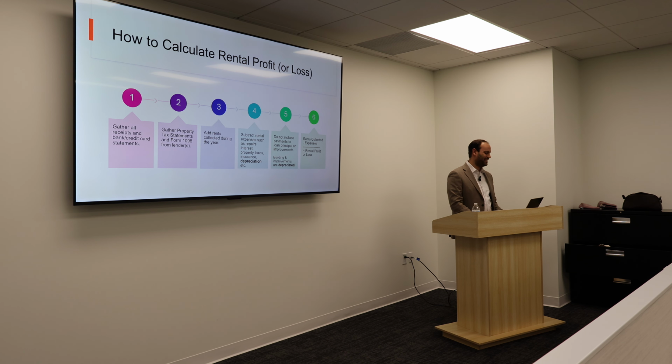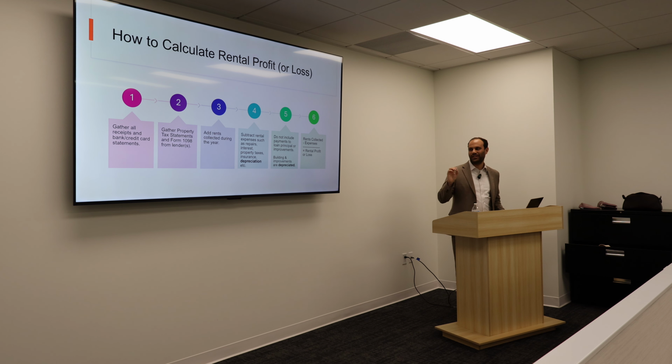So the first step here is you want to gather all receipts for all expenses, bank and credit card statements, because that's usually where all of your income and your expenses come out of. If you buy things in cash, it's still deductible, but you want to have good, clear receipts for those. You want to gather property tax statements and a Form 1098 from any lenders that you have. Once you have that information, you're going to start with your gross rents collected, and then you're going to subtract out all your rental expenses. For example, you're going to have repairs, mortgage interest, property taxes, insurance, and depreciation.